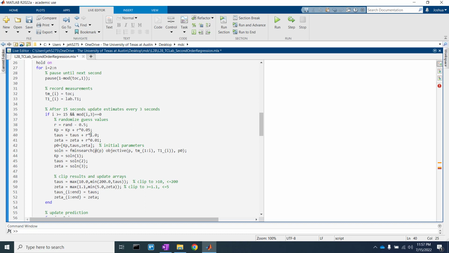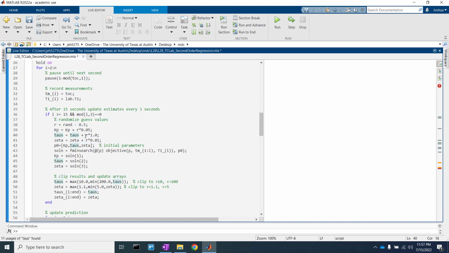Since it's greater, we're going to multiply it by 1, and for zeta by 0.01. Again, the zeta is on a much different, smaller scale. So we do that just to change it a little bit, but we're changing the scale there. And then we change that. Those we use as our weights. So the previous values have a little bit of randomness added to them.